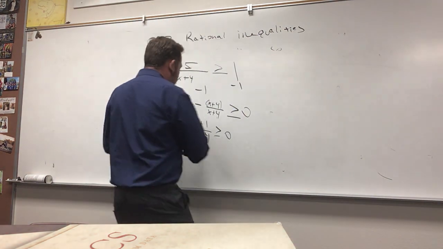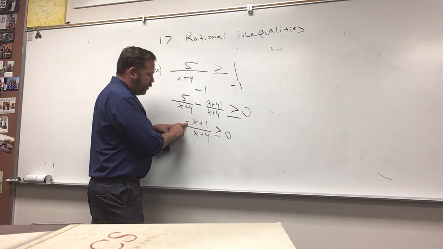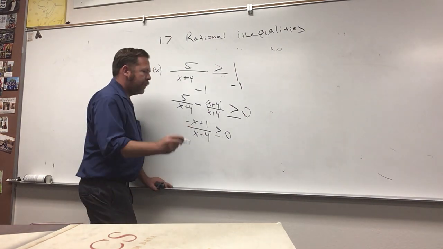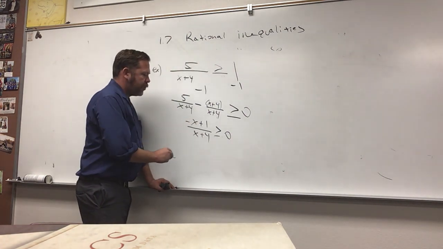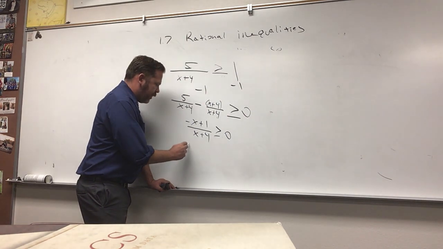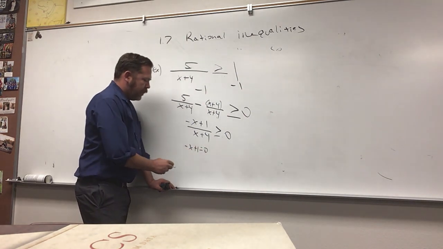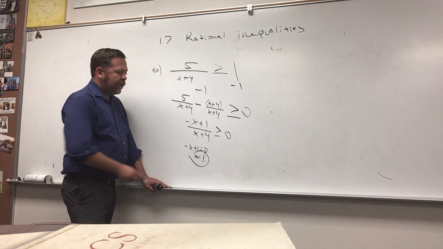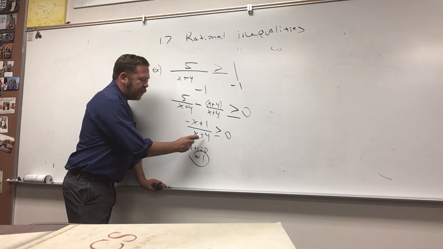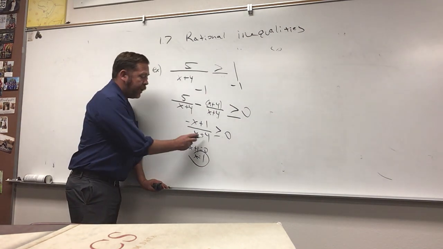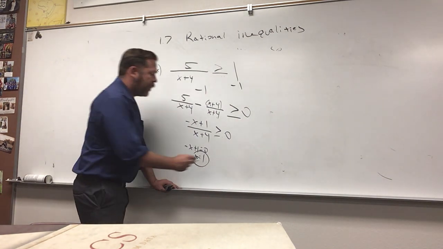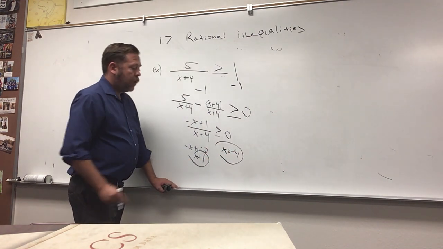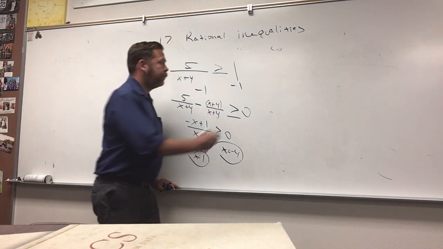Any number that would make either the numerator 0 or the denominator 0. Okay, so if I want to find out what's going to make this numerator 0, I say -x plus 1 equals 0, and I add x, and I get x equals 1. That's going to be one of my special values. It's easier for me to see what's going to make the denominator 0. I see that -4 would make the denominator 0. So my other special value is x equals -4, okay? So I'm going to put those points on a number line.